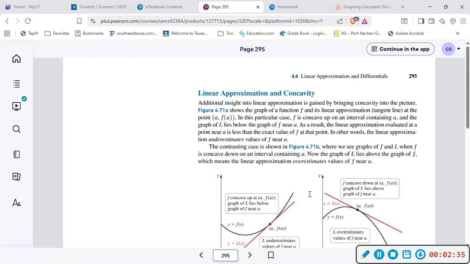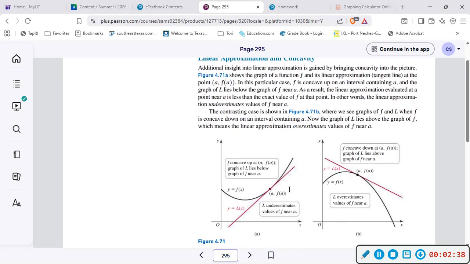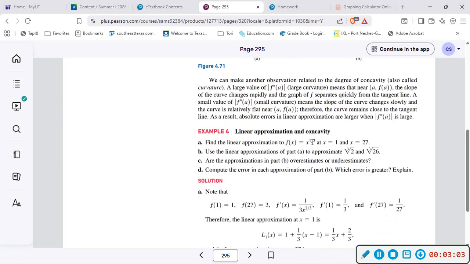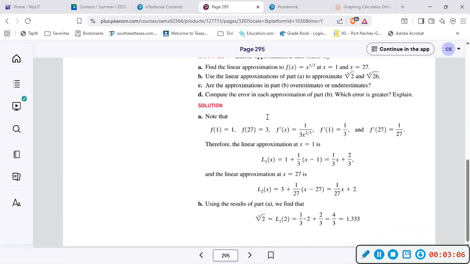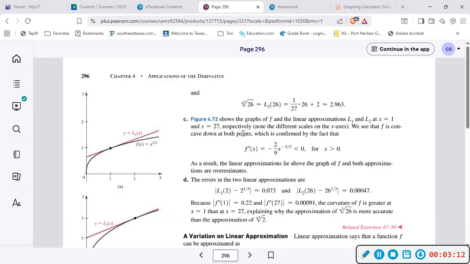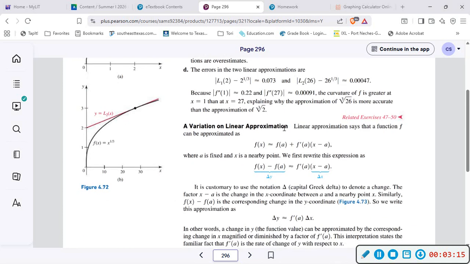A little bit about what you can notice with approximation is that if you have a concave up graph, your tangent line is going to be below the graph, and therefore it will underestimate the actual value, and that's what you're seeing here. If you have a concave down graph, your tangent line will be above the graph, and therefore it will overestimate near that value. So those are some things you can notice. Here again are some more examples. Good reads and things to look over and make sure you can follow.